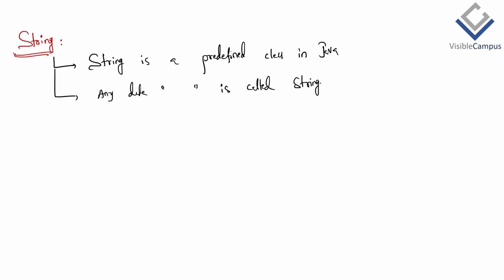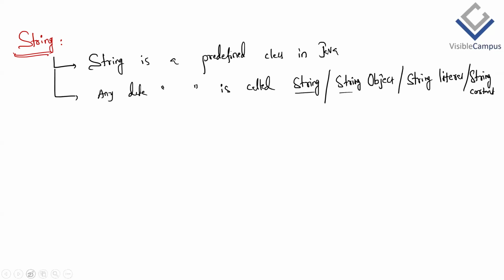data. A string or string object is also called a string literal, also called a string constant. Of course, literal means constant only. So these are the various ways we can call a string. Any data that is enclosed in double quotes is called string or string object or string literal or string constant. And it is a predefined class.